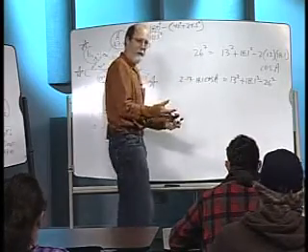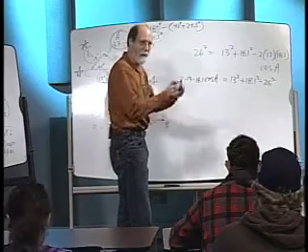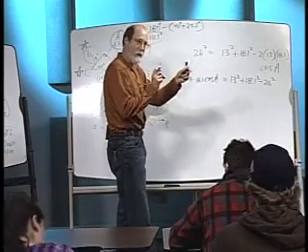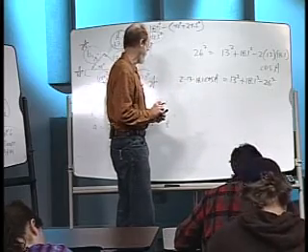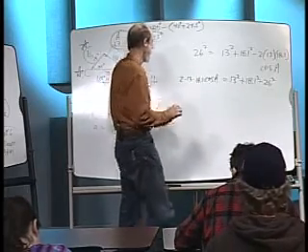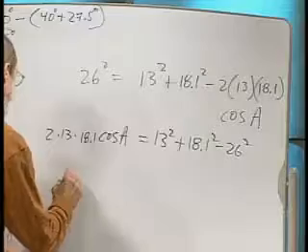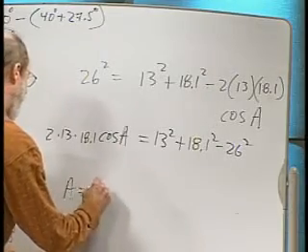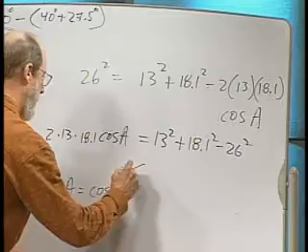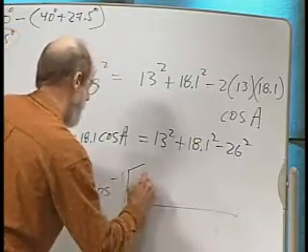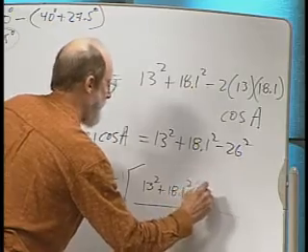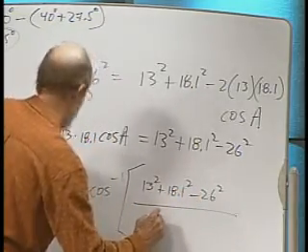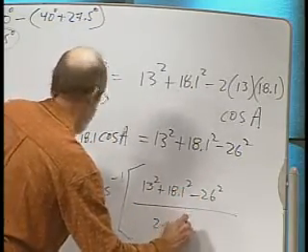And you could do a scaled drawing with a protractor and a straight edge with a rule and actually measure the values and be pretty darn accurate if you wanted to do it from geometry. So angle A is going to be equal to the inverse cosine of 13 squared plus 18.1 squared minus 26 squared over 2 times 13 times the 18.1.